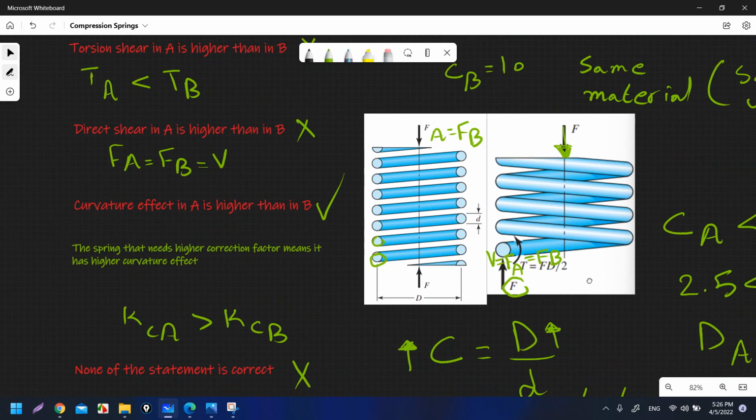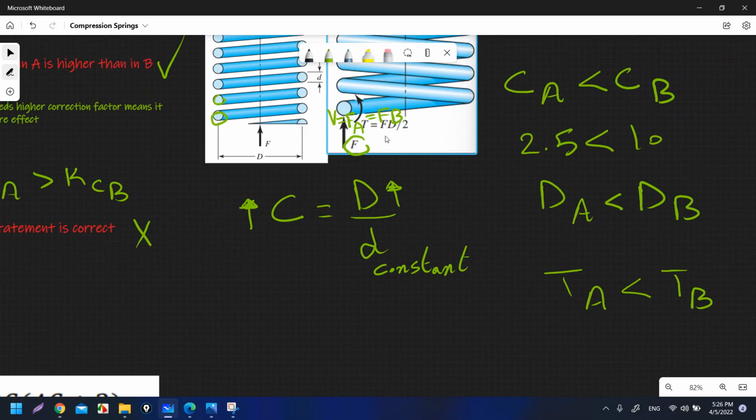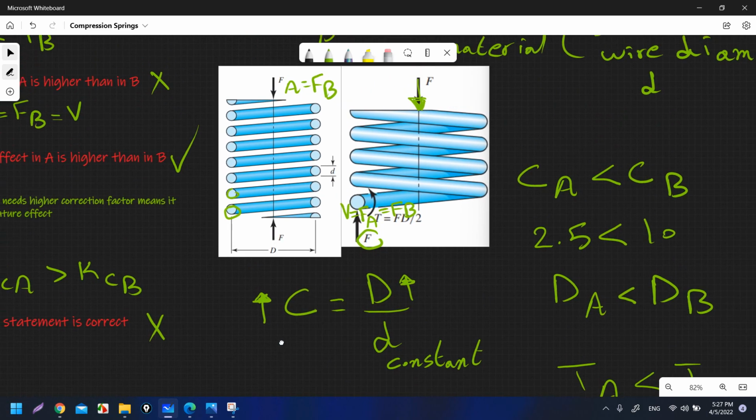The second one is the torsion shear in A is higher than in B. The letter for torsion is T, and it is equal to Fd over 2. F is the force and it is the same for both, so this will not affect the torsion. Also, 2 is a constant. The difference is in D, the mean coil diameter, from the middle of the coil to the middle at the other end. That D is different from spring A to spring B because the spring index is different.